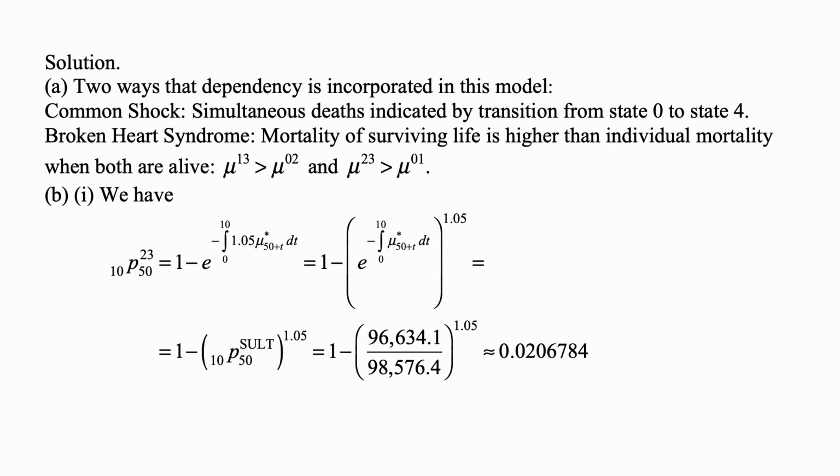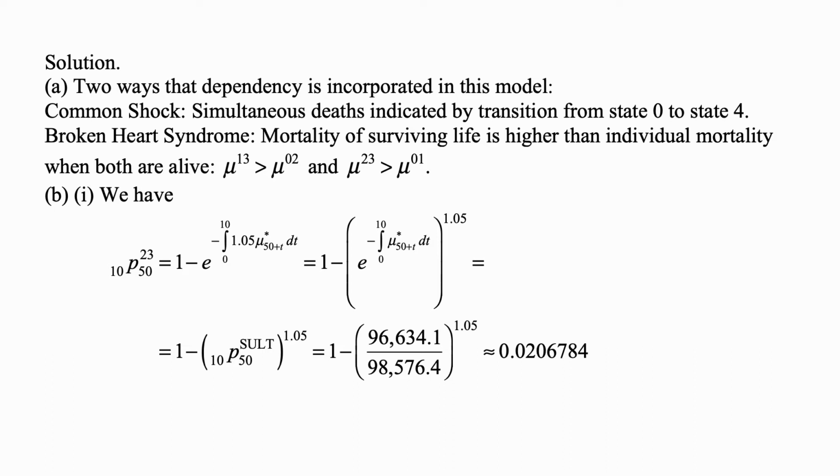For part A, there are 2 ways that dependency is incorporated in this model. Because there is this possibility of both of them dying simultaneously, that kind of situation is called common shock, and simultaneous deaths are indicated by the transition from state 0 to state 4. And there is something that is commonly called broken heart syndrome. Mortality of the surviving life is higher than individual mortality when both are alive.